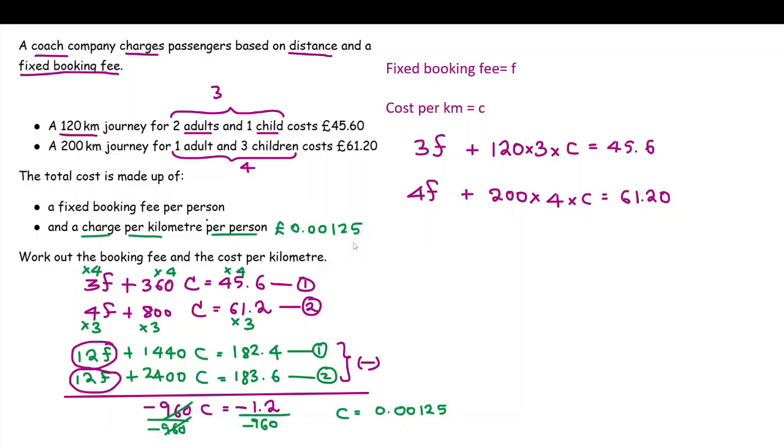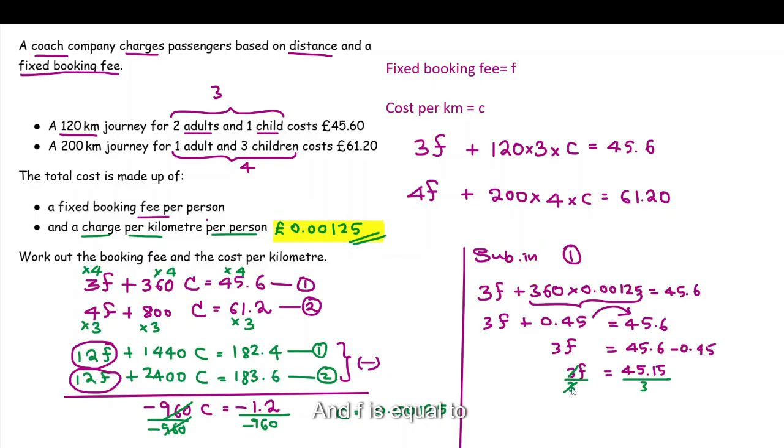Now, we need to find the booking fee per person as well. To do that, I can substitute in equation 1. So let's do it. And f is equal to 15.05. So I know the booking fee per person is £15 and 5 pence. So those are the final answers.